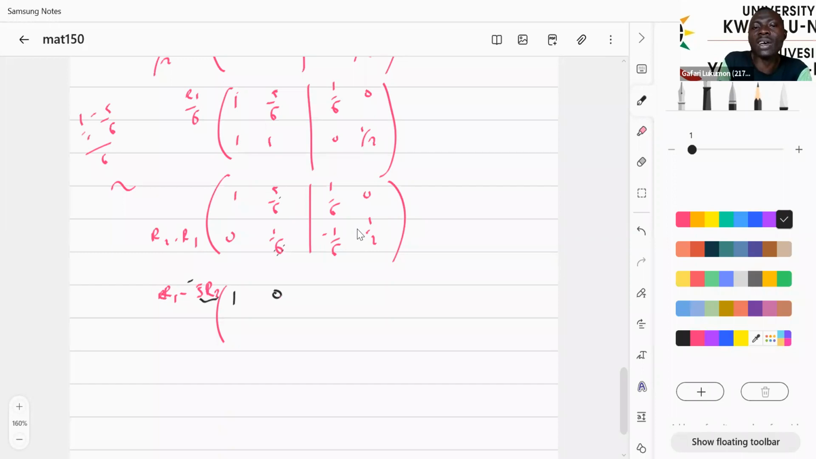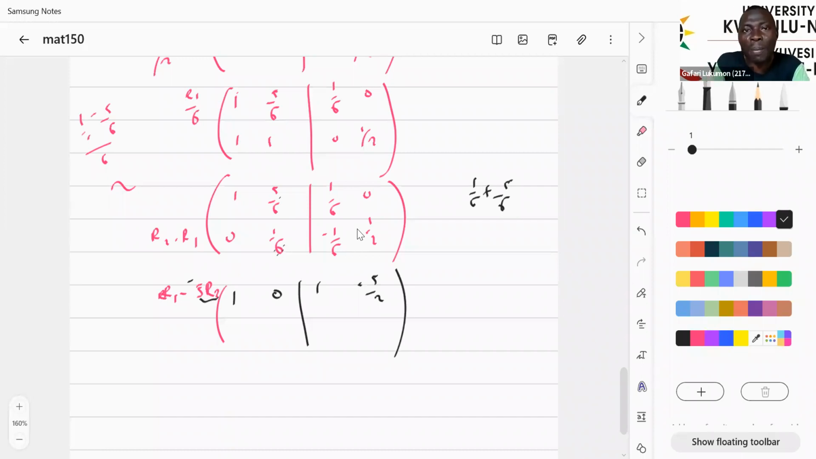I hope you understand now. Then this will also be what? 1 over 6 minus 5 over 6. 1 over 6 minus, that will be plus 5 over 6. That's 6 over 6, which is 1. This one will give you 1. This will be 0 minus 5/2. That will give me minus 5/2. You understand now? Okay, how do you make this to be 1?